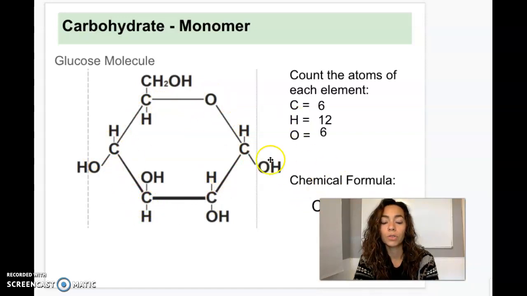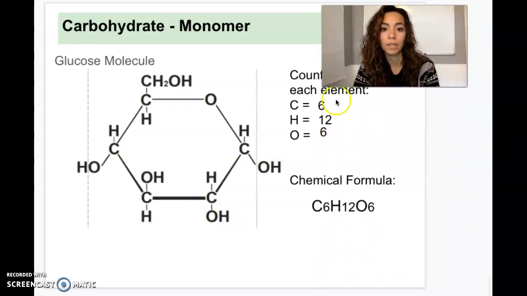So if we were going to write the chemical formula for this molecule, what you do is you count each of the atoms and then write them. So we've got 6 carbons, 1, 2, 3, 4, 5, 6, 12 hydrogens. You count this one as 2 because it has a 2 next to it, and 6 oxygens. So the chemical formula for glucose is C6H12O6.